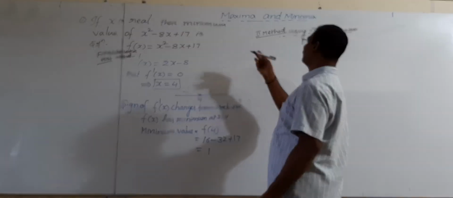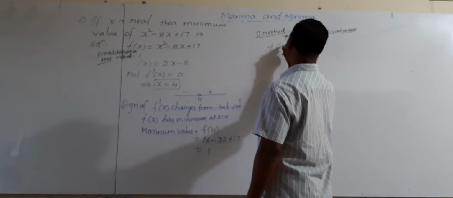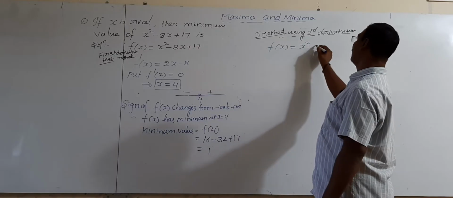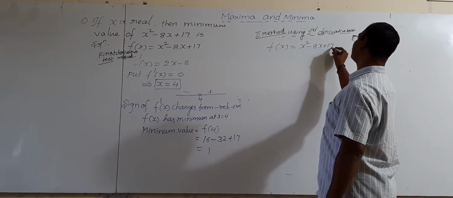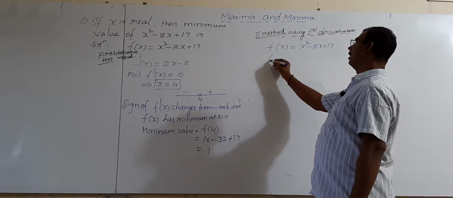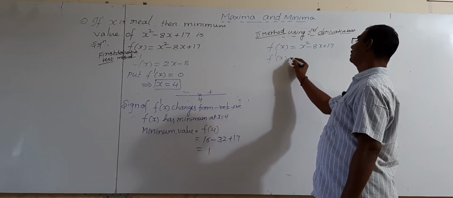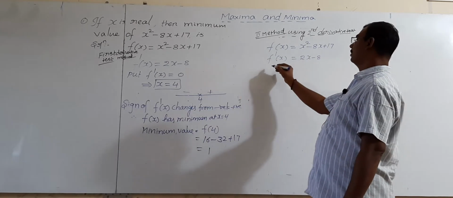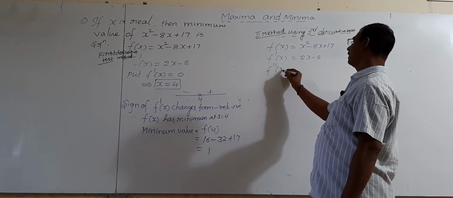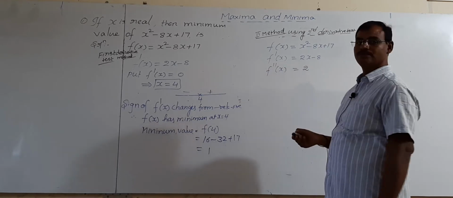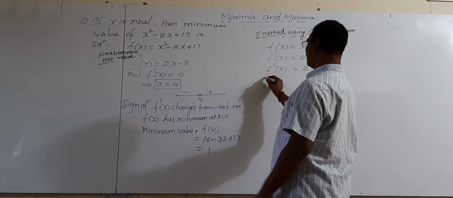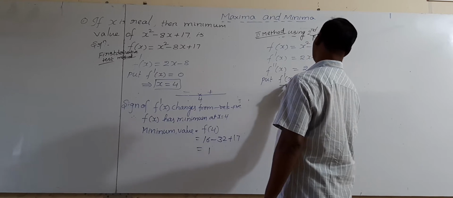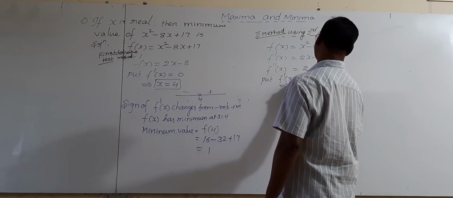Okay, now follow. The problem is, take the function f(x) is equal to x squared minus 8x plus 17. Clear? Now find the first derivative, that is 2x minus 8. Clear? Now find the second derivative also, f''(x) is equal to 2. Follow the next condition, stationary. Put f'(x) is equal to 0. Now we get x is equal to 4.